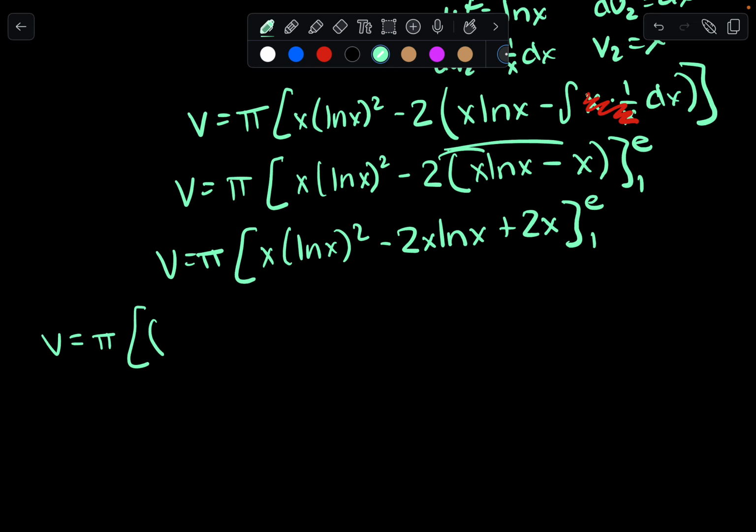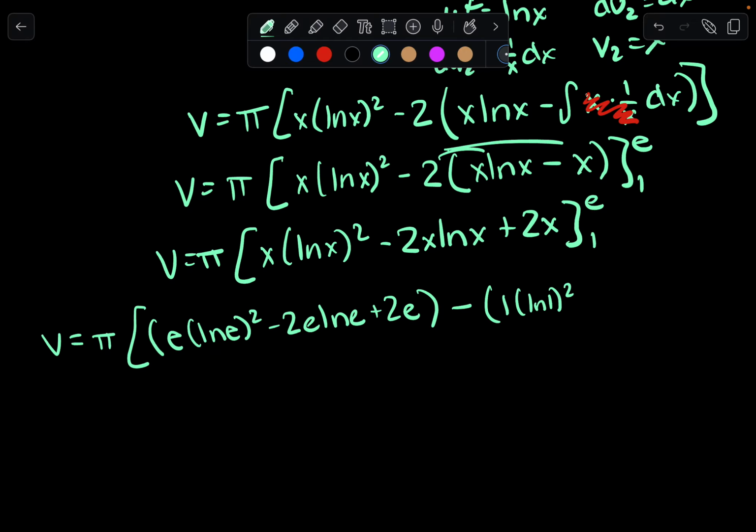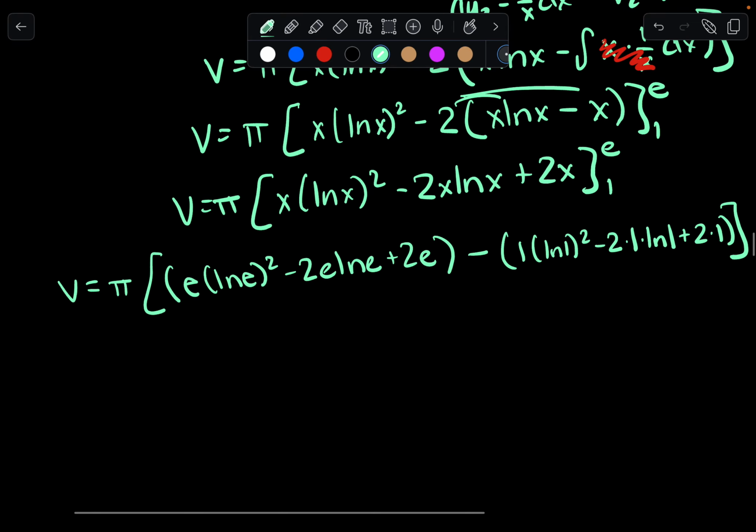All right, for the upper bound, we have e times natural log of e squared minus 2e natural log of e plus 2e, minus the lower bound, which would be 1 times natural log of 1 squared minus 2 times 1 times natural log of 1 plus 2 times 1, and then close the big bracket. Hopefully this simplifies to something a little bit simpler.